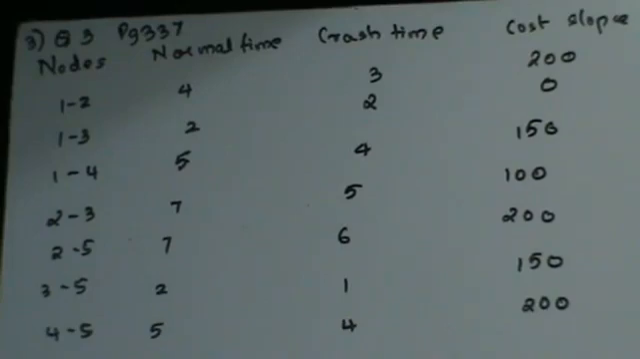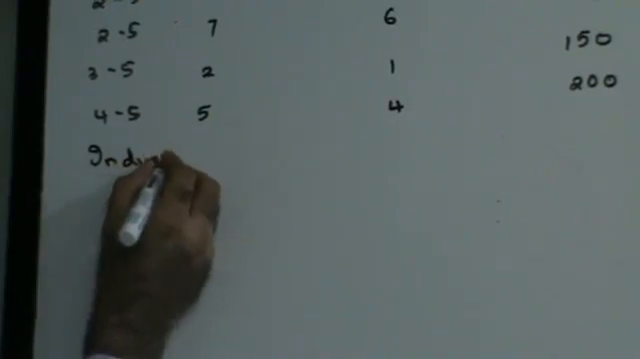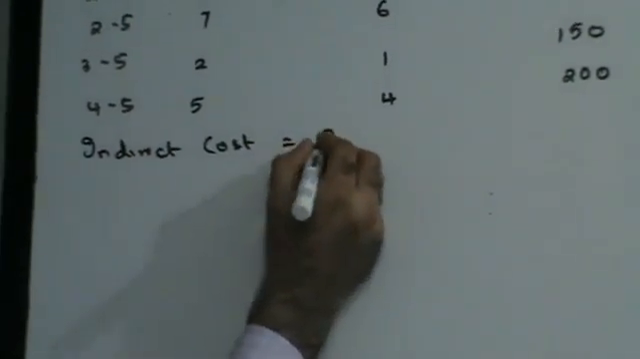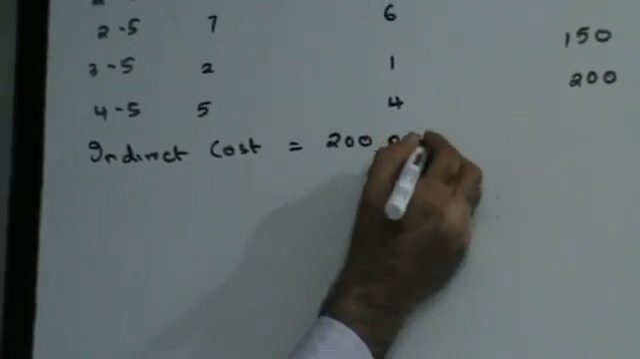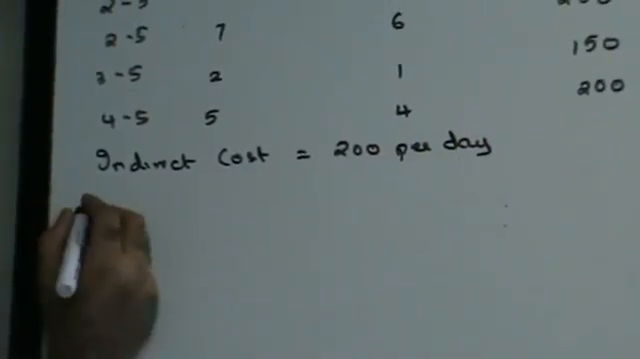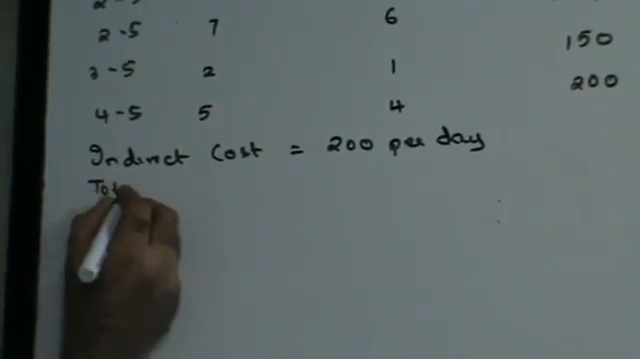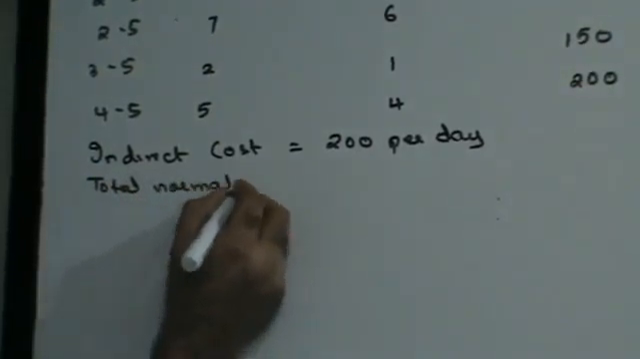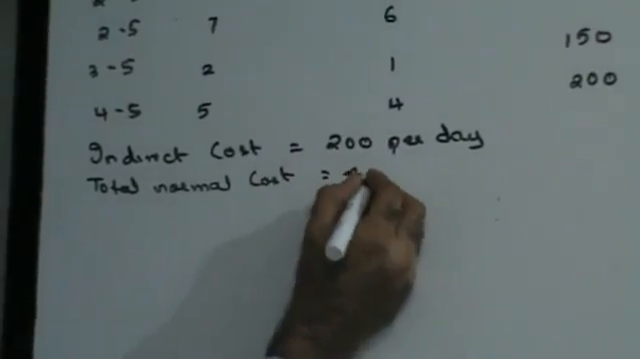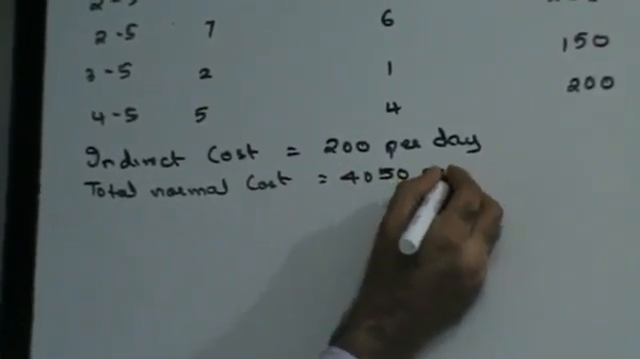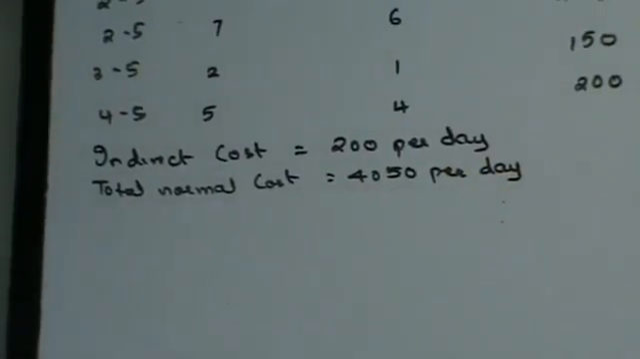They've asked you to construct a network diagram and find out the optimum project cost. Let's start with the network diagram first, and they must have given you the indirect cost also. They've stated that indirect cost is 200 rupees per day and total normal cost is given to you as 4050. Right?